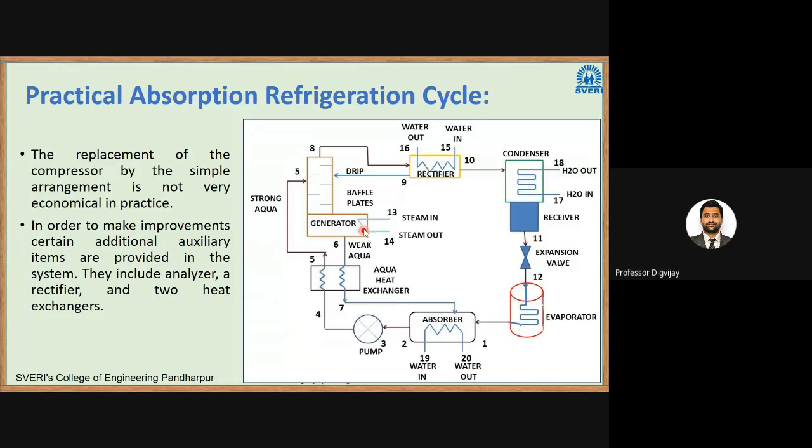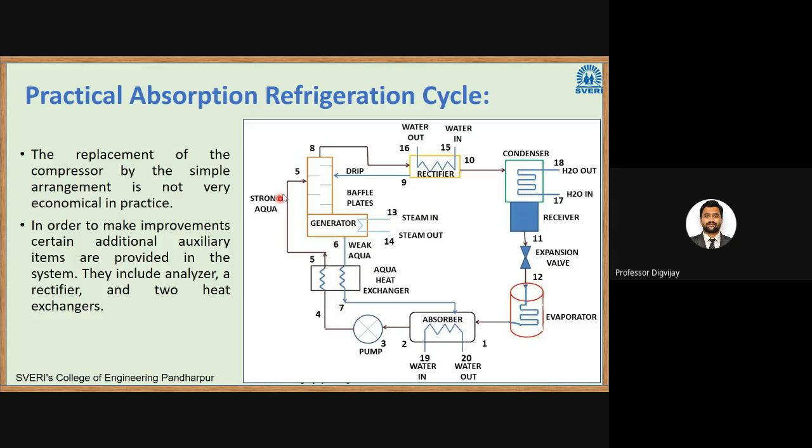In the absorber we always maintain a lower temperature. Why? Because only at lower temperatures will this absorption process take place. So we want to make sure that the temperature here remains lower, and the temperature in the generator remains higher. That is why we are supplying the heat exchanger here. The solution which is going to the generator will have a higher temperature, and the solution coming from the generator will have a lower temperature. So there will be heat exchange. The temperature of the strong solution will be higher, and the temperature of the weak solution will be lower.